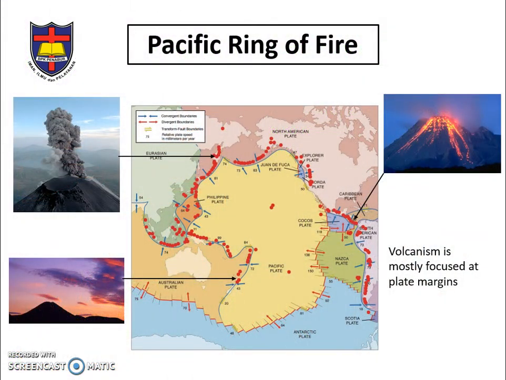This map shows the margins of the Pacific tectonic plate and the surrounding region. The red dots show the location of active volcanism. Notice how the majority of the volcanism is focused in lines along the plate boundaries. For this region, this area is known as the Pacific Ring of Fire. But why are all of the volcanoes located at the plate margins?